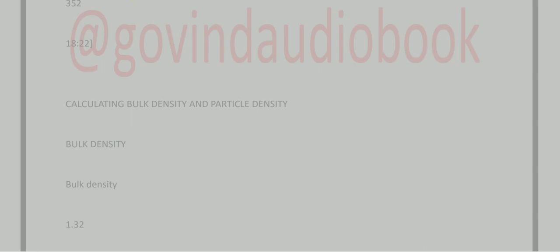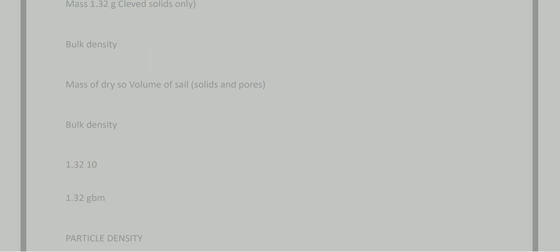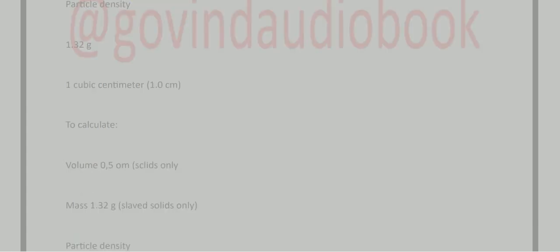Calculating bulk density and particle density. Bulk density: 1 cubic centimeter, 1.0 centimeters to calculate, volume of solids and pores. Mass 1.32 g, solids only. Bulk density is mass of dry soil over volume of soil, solids and pores. Bulk density is 1.32 g per cubic centimeter.